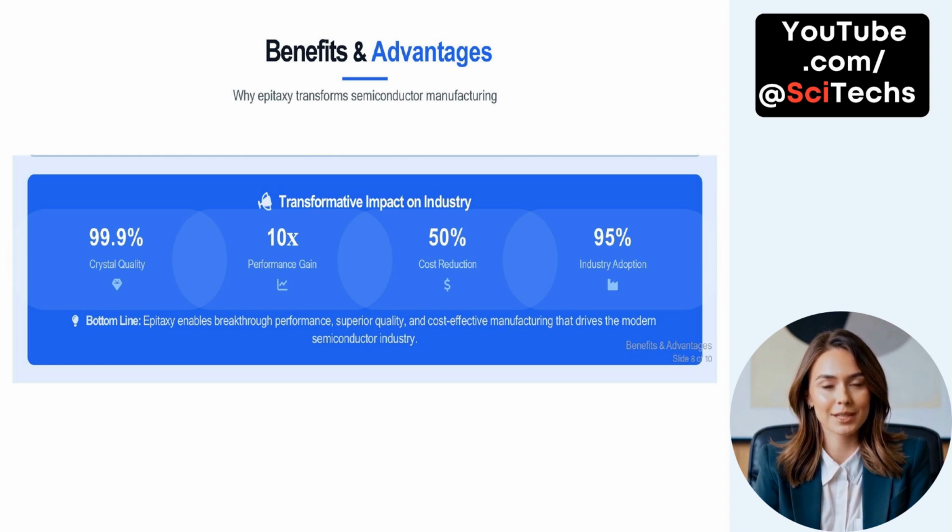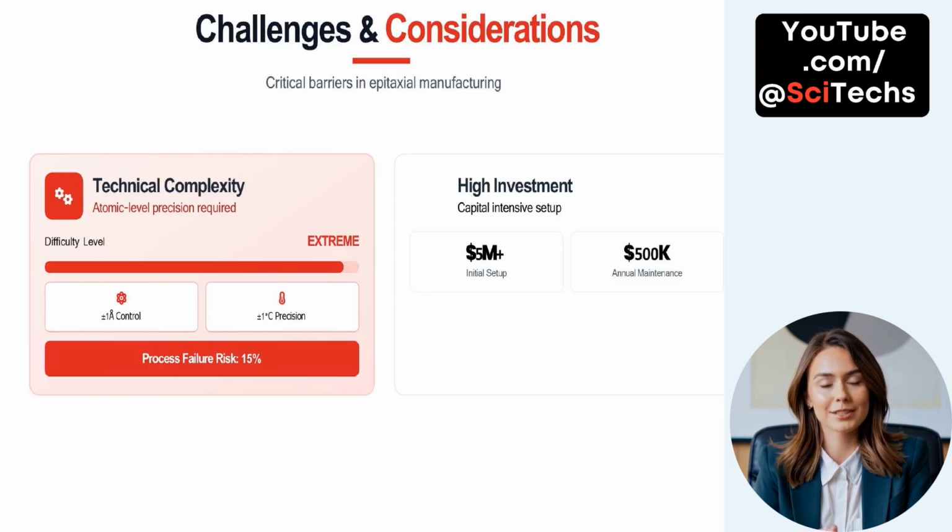These benefits explain its widespread use. With 95% adoption across the industry, epitaxy has become a cornerstone of modern semiconductor fabrication. The bottom line, epitaxy provides the breakthrough performance, quality, and cost-effectiveness needed to power next-generation electronic technologies. Challenges and considerations. While epitaxy delivers unmatched advantages, it also comes with significant challenges and considerations that must be managed.